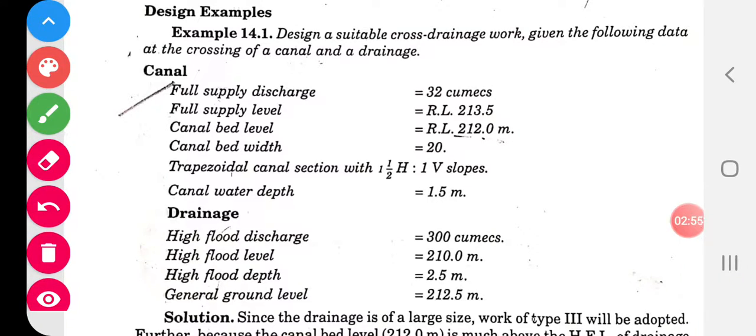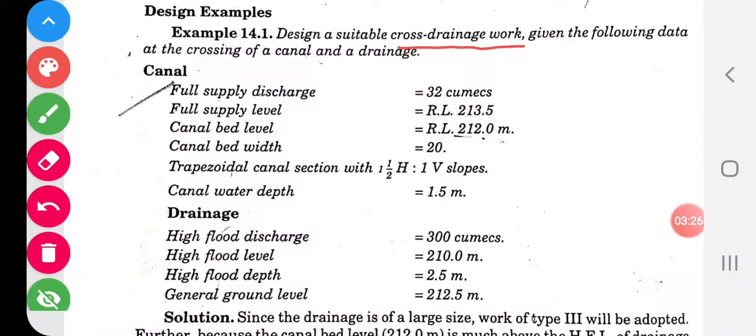Design a suitable cross drainage work given the following data at the crossing of the canal and drainage. Remember, the cross drainage work has not been mentioned, but we have to decide what the cross drainage work is. From observing the data given, you have to decide what type of cross drainage work you have to do.